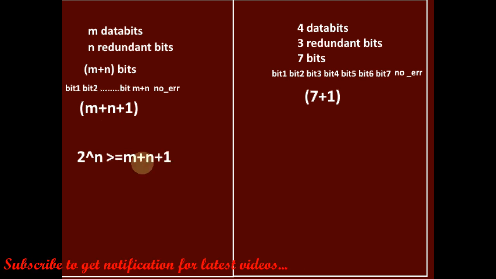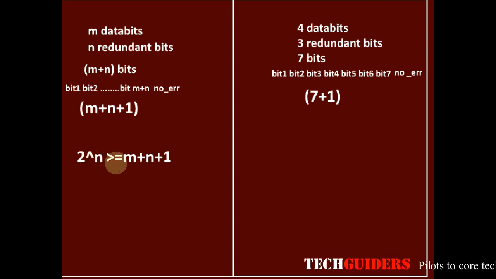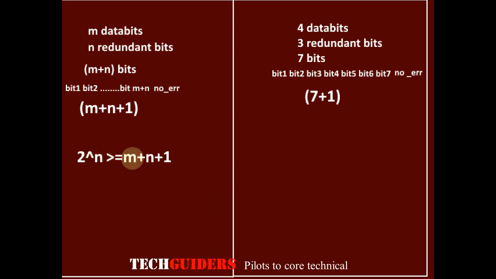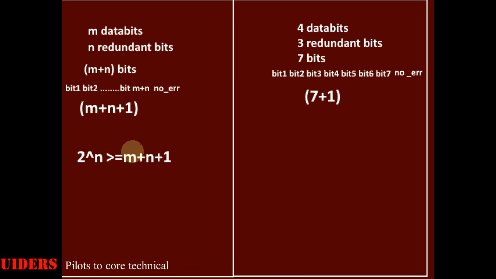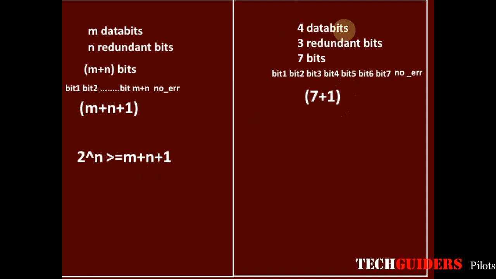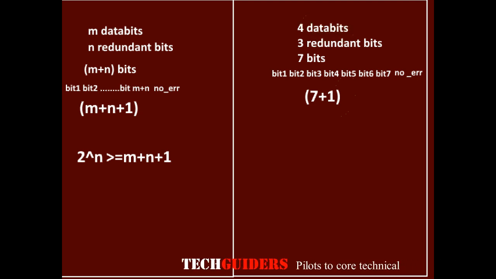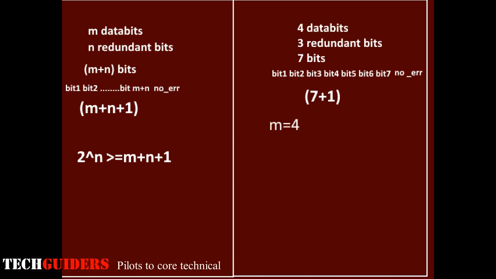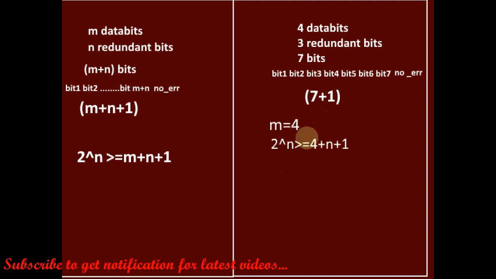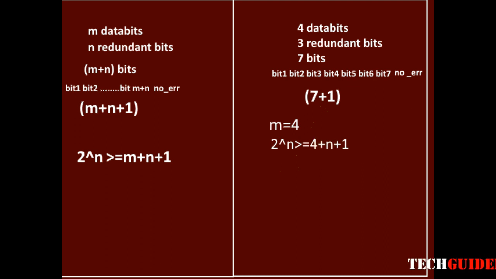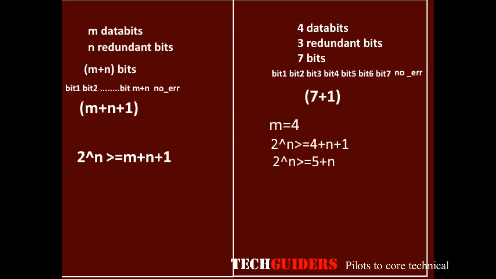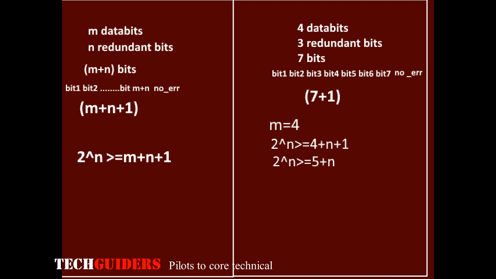For that, the condition is 2 to the power n should be greater than or equal to m plus n plus 1. So based on this equation and based on other factors to consider, a proper value for m and n should be chosen. In our example, suppose the size of data bits is decided to be 4. Then what should be the value of n which satisfies this condition? 2 to the power n should be greater than or equal to 4 plus n plus 1, meaning 2 to the power n should be greater than or equal to 5 plus n.